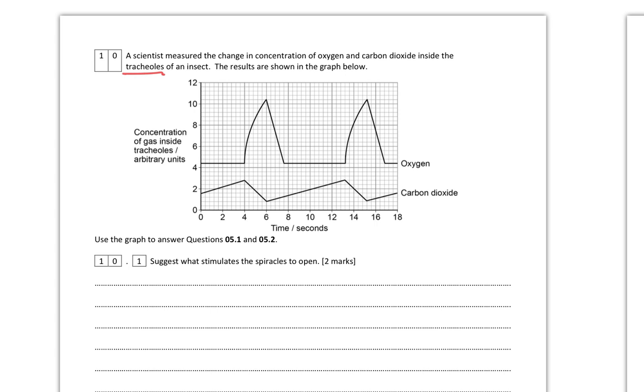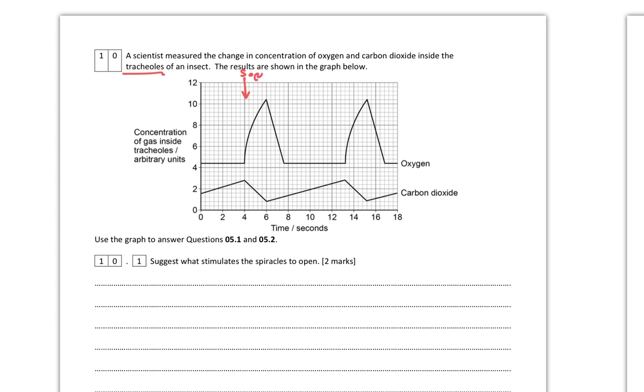So I'm in a tracheole inside an insect, and the insect's using oxygen. So here I've got the oxygen increasing. Well, that's when the spiracles must open. So I'm just going to add that to here. Yeah, so that's where the spiracle opens.